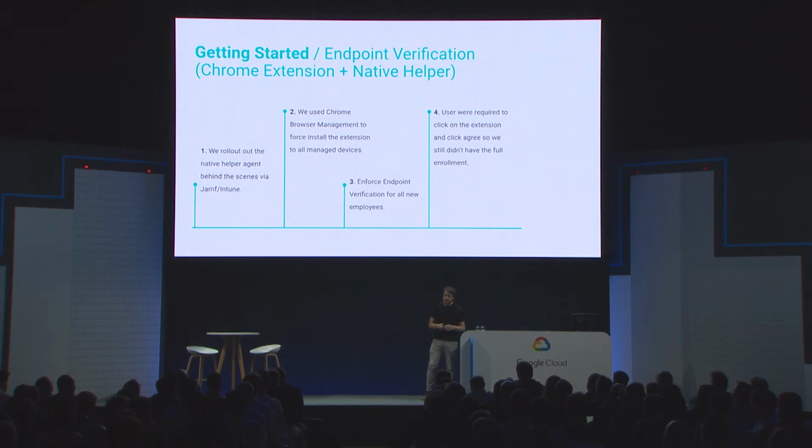So when it came to getting started, there's 2 key pieces: the endpoint verification Chrome extension and the native helper. And I'll go through a bit about how we went through rolling this out. So initially, we rolled out the native helper agent behind the scenes using Jamf and Intune, so that actually users didn't know that it was being there, and later on, it doesn't actually require an additional click to download and install. And then we went on and we used the Chrome browser management to actually force install the extension to all our managed devices as well.